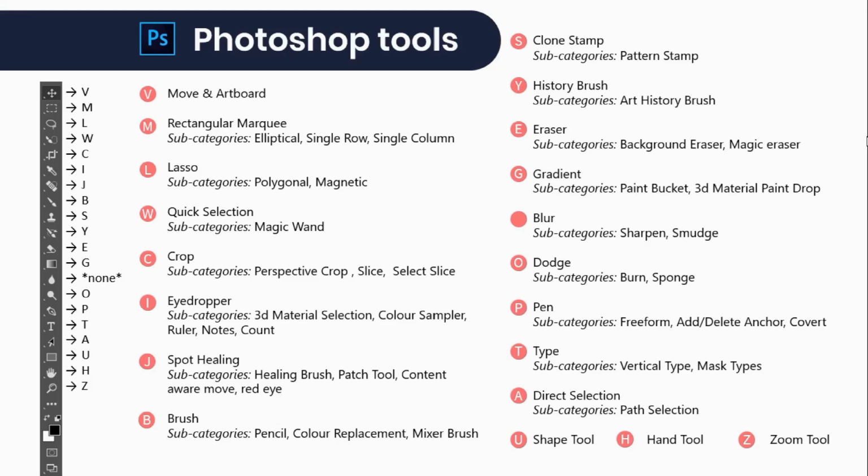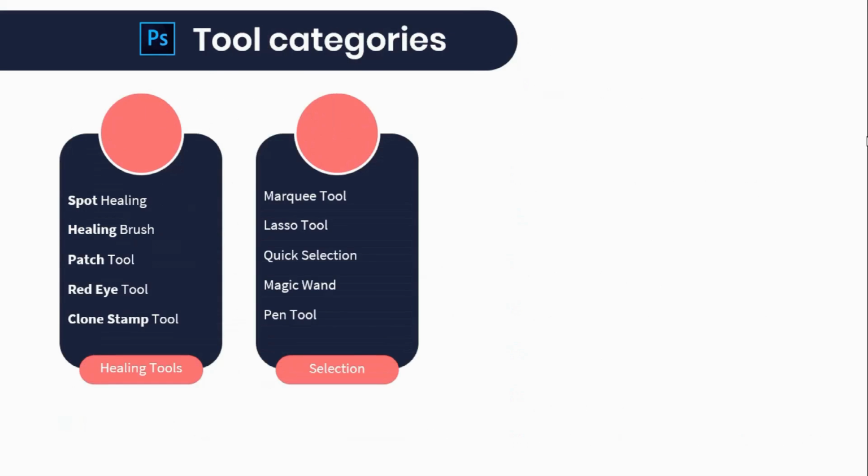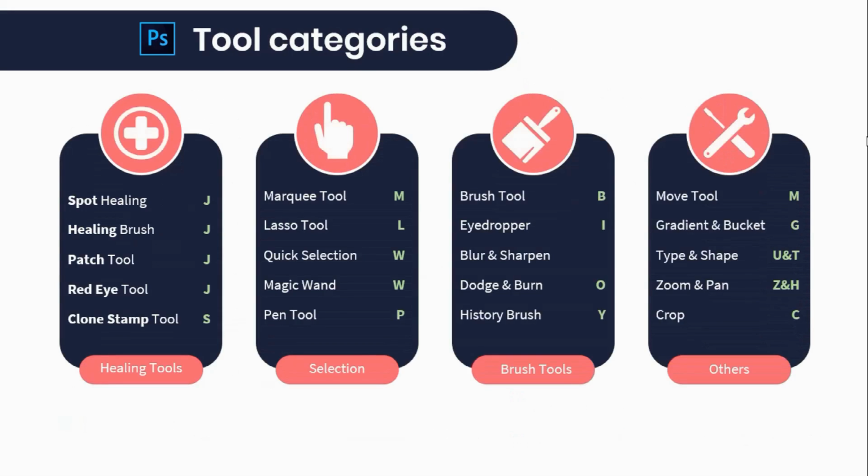But with the tools, we can basically group them into 4 different categories. Starting off with our healing types of tools. The shortcut for them is J in most cases, and then we've got the clone stamp tool, whose shortcut is S. So spot healing or the healing brush, the patch tool, we'll have a look at all of these. You'll be using them quite a lot when it comes to retouching. These will remove blemishes, or we can remove people or objects from photographs using the healing tools.